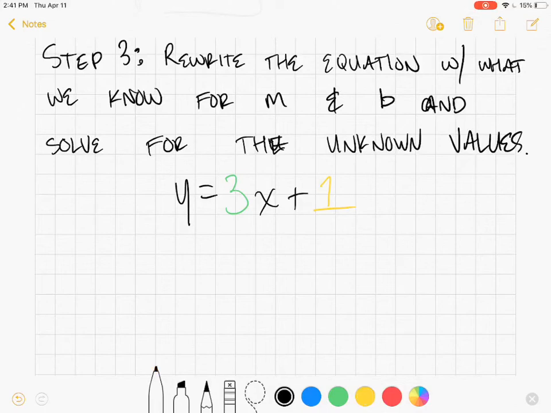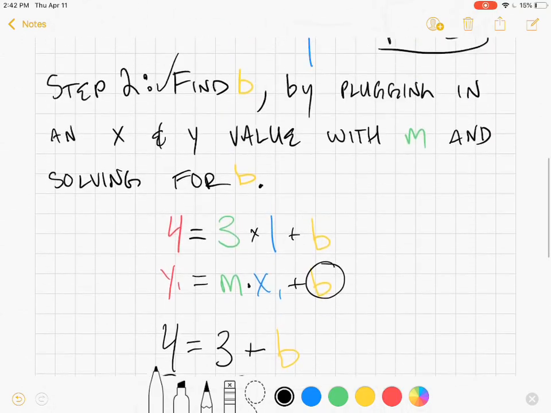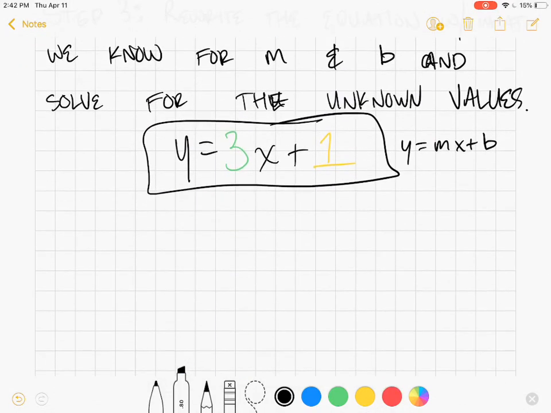y equals mx plus b. We just found our equation. We wrote it. That is our equation. And so our unknown value in this equation is, well, if x equals 4, what does y equal? Well, let's solve for that.